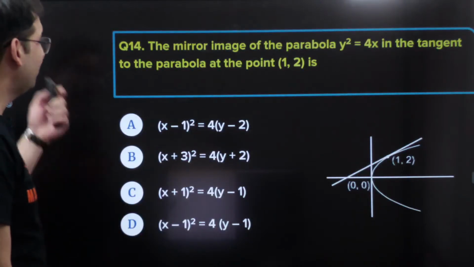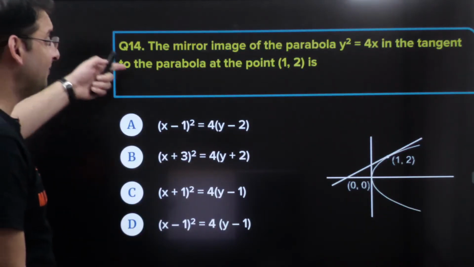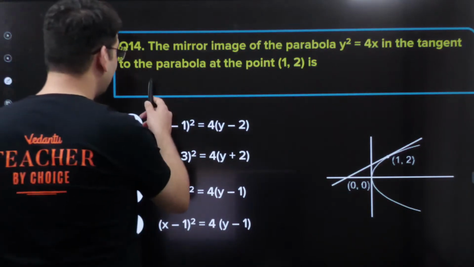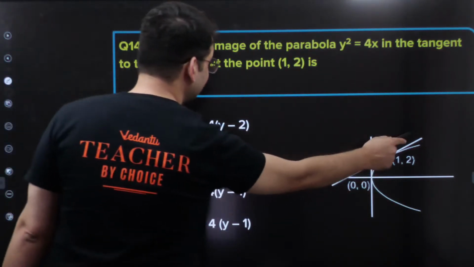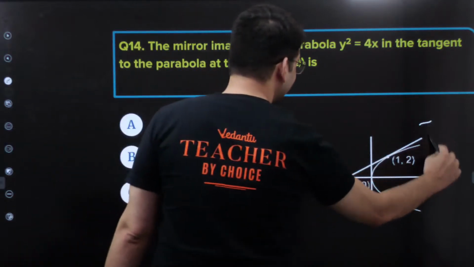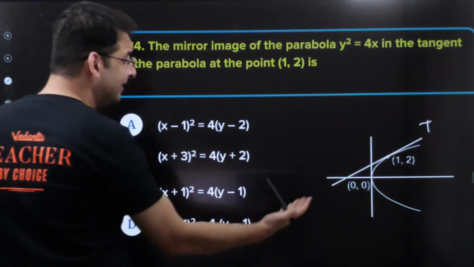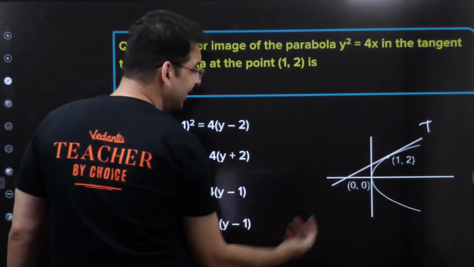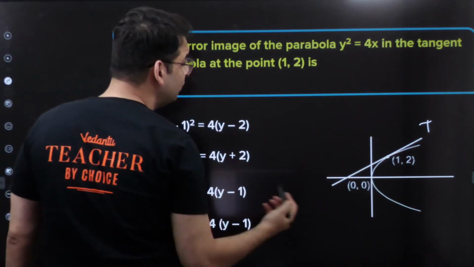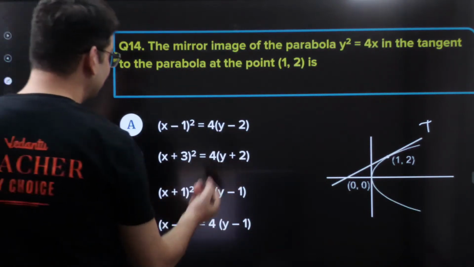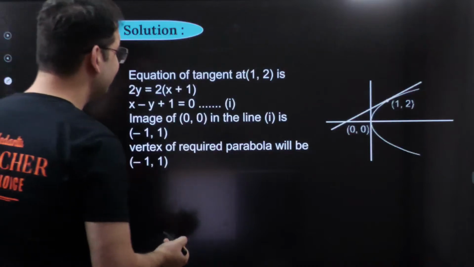This is question number 14, the mirror image of the parabola y square is equal to 4x. In the tangent to the parabola at the point (1, 2), this is the tangent line. If we reflect this parabola over this tangent line, what is going to be the new parabola? What is going to be the equation of that parabola? This is a very good question, guys. Try to do it yourself.